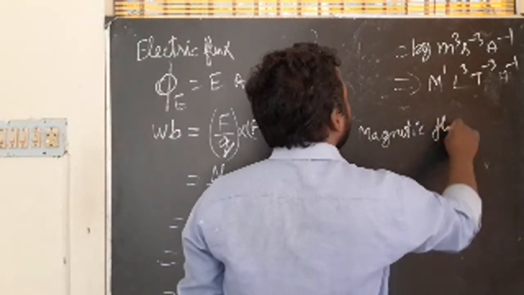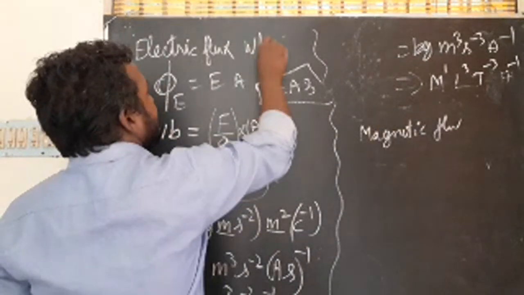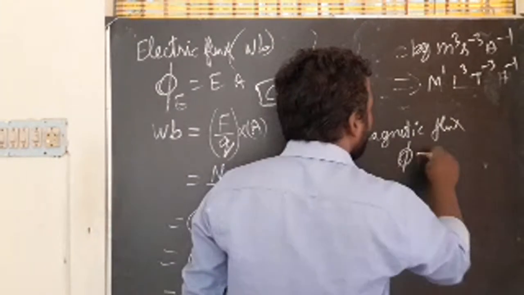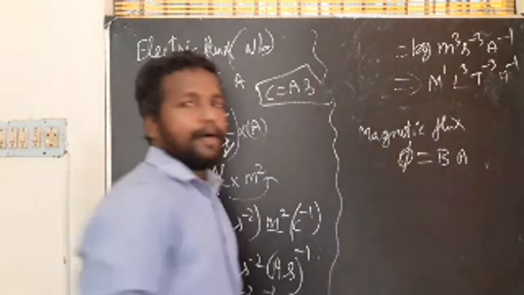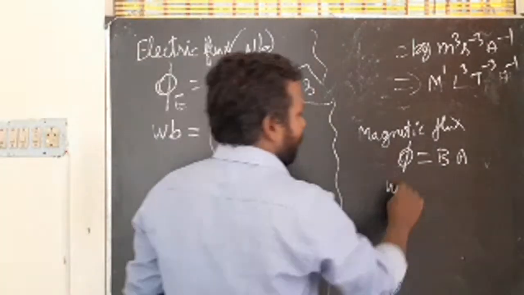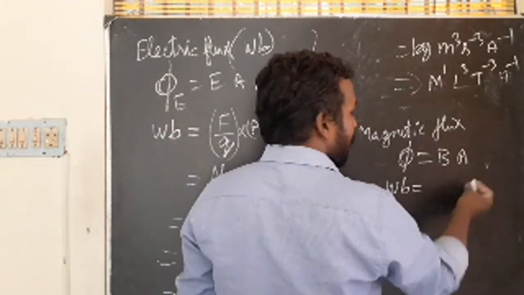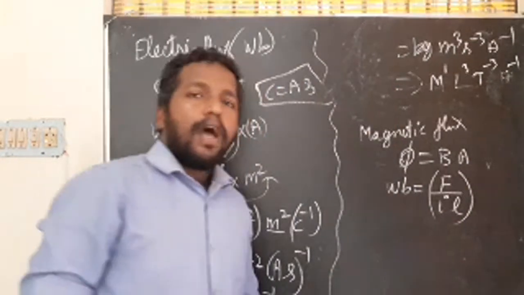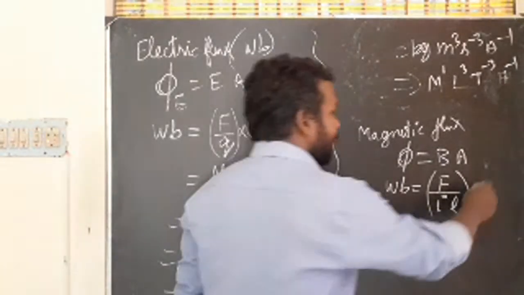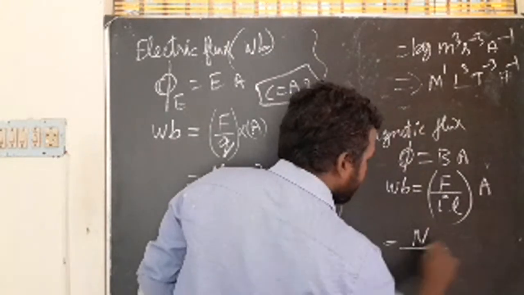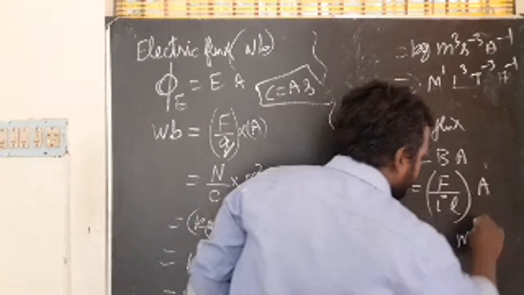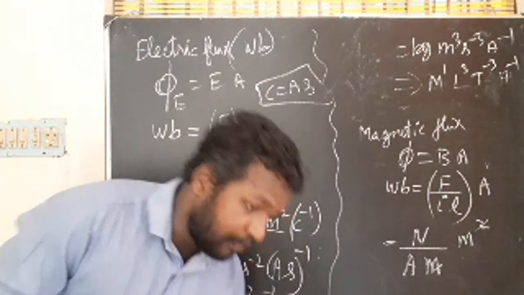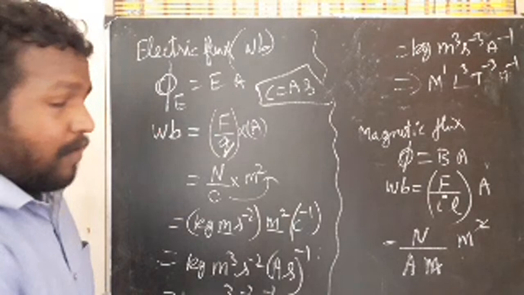Magnetic flux, this unit we also call Weber. Flux is equal to magnetic field into area, which is called Weber. The magnetic field formula will be force by current into length, from the Lorentz force, into area. Force is Newton, current is ampere, length is meter, area is meter square. Meter power gets cancelled. Now we are learning the SI unit and dimensional formula for magnetic flux.